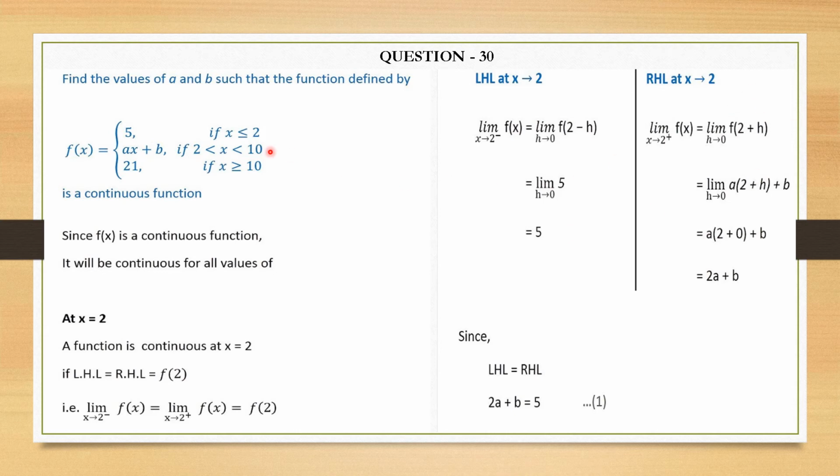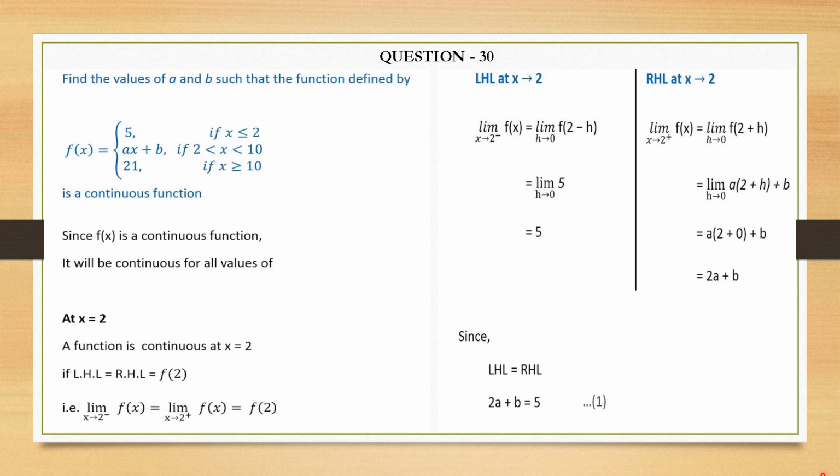For the right hand limit, you replace x when x approaches 2 from the positive side. h will approach 0, so f of 2 plus h will give you a times (2 plus h) plus b. After applying the limit, I get 2a plus b. So I will get 2a plus b equal to 5, because it is equal to f of 2, which is again 5. So I'll get the first condition like this.